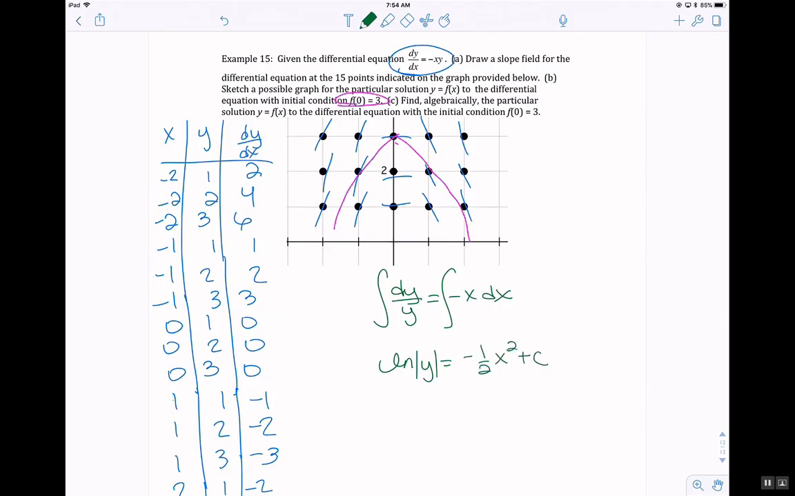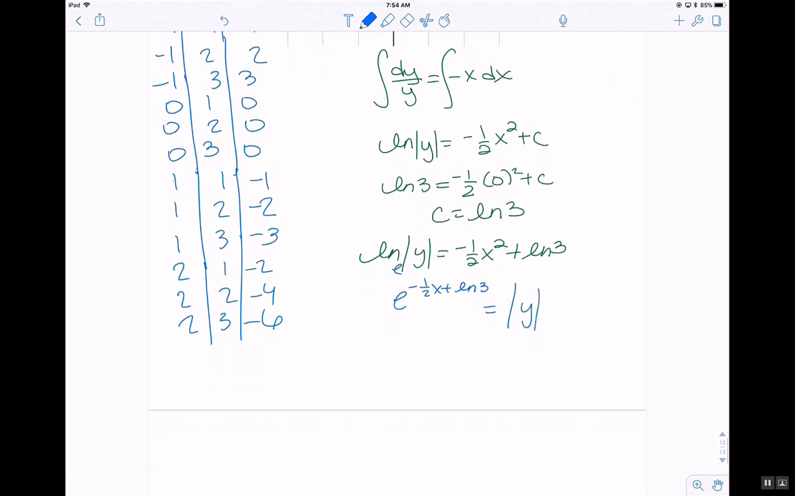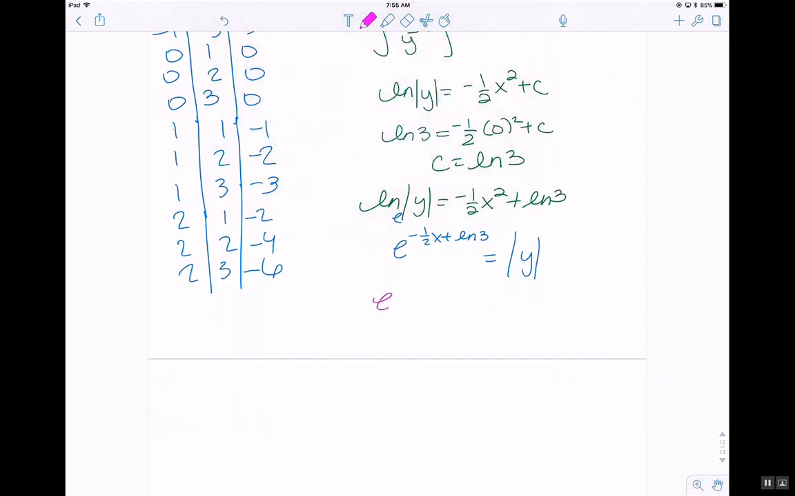Your initial condition is 0, 3, so ln of 3 is equal to negative 1 half times 0 squared plus c. So c is the ln of 3. So ln absolute value of y is equal to negative 1 half x squared plus the ln of 3. Base of ln is e, so e to the negative 1 half x squared plus ln of 3 is equal to the absolute value of y. And then e to the negative 1 half x squared times e to the ln of 3 is equal to the absolute value of y. e to the ln of something is just the something. So 3 e to the negative 1 half of x squared is equal to the absolute value of y.